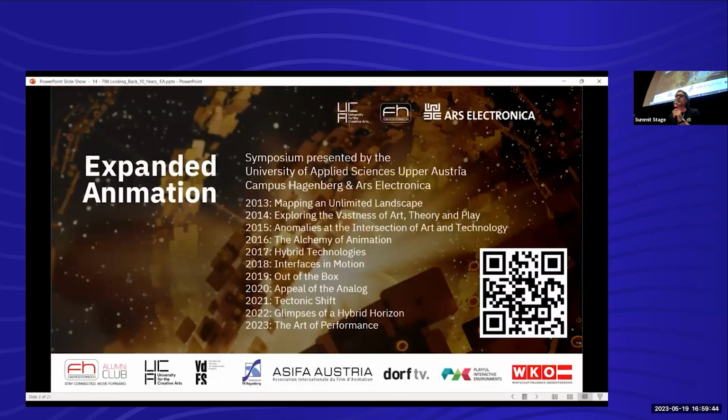So many venues, a hybrid system with performances, artistic presentations, scientific presentations. It's really challenging to archive. And it's a collaboration with the University of Applied Sciences of Austria and Ars Electronica since 10 years. And if you are interested in more details, there is a QR code. There is still the QR code here.